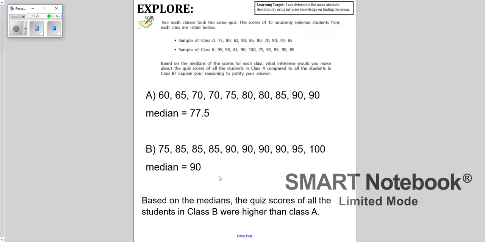Here's my conclusion. The words from my sentence come straight out of the question. That's a good habit to be into from ELA. Based on the medians, the quiz scores of all the students in Class B were higher than Class A. Obviously that's not exactly true word for word, because there's a student in B who got a 75 and a student in A who got a 90, but overall the students in Class B scored higher because the median was higher than the median of Class A.